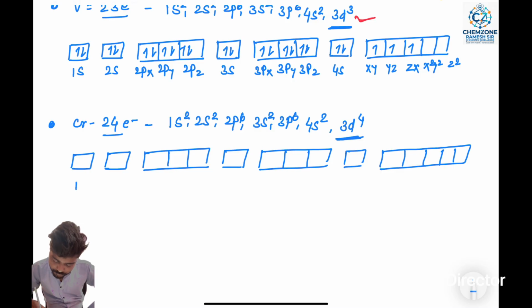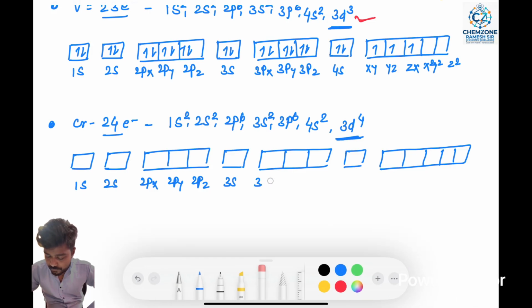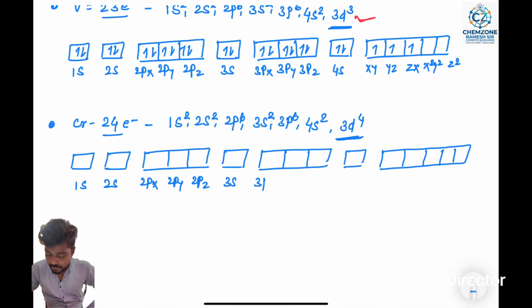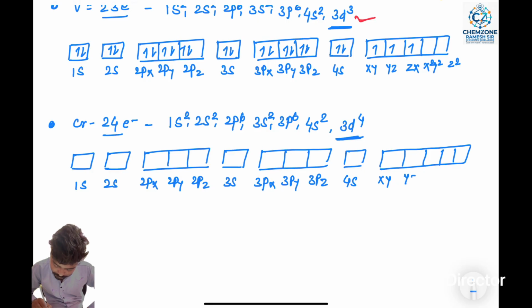Okay, so 1s, 2s, 2px, 2py, 2pz and 3s. Same condition applies for the p orbitals: 3px, 3py and 3pz, and 4s. Then xy, yz, zx, x square, y square and the last one is z square. Okay, the last orbital is z square.